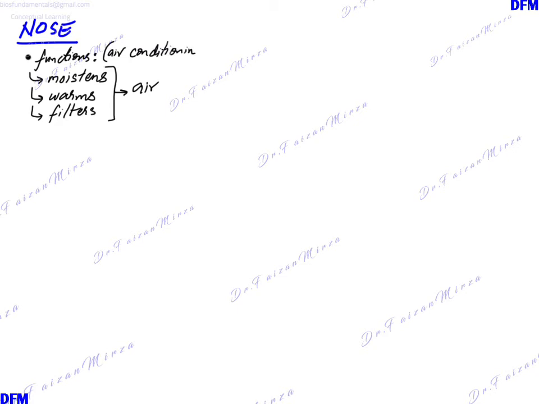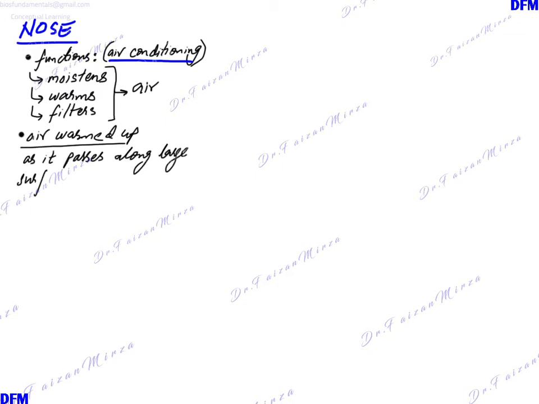Nose, what functions is the nose performing here? These functions include: it moistens the air, it warms the air, it filters the air. This combined process is called air conditioning. So the nose carries out the process of air conditioning. As the air gets warmed up, how will it get warmed up, by the way?